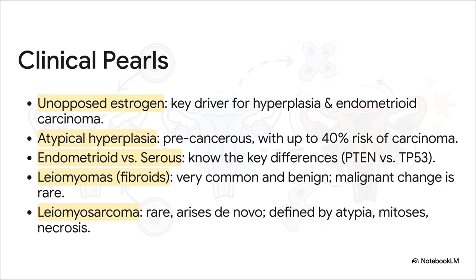Totally different. Number 4, fibroids are super common and almost always benign. And finally, number 5, the evil twin, leiomyosarcoma, is rare and defined by atypia, mitoses, and necrosis. You know these 5 things, you're golden.